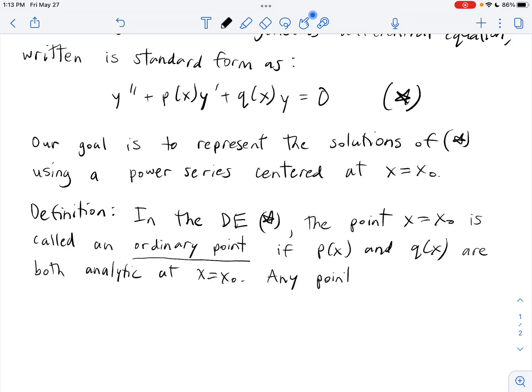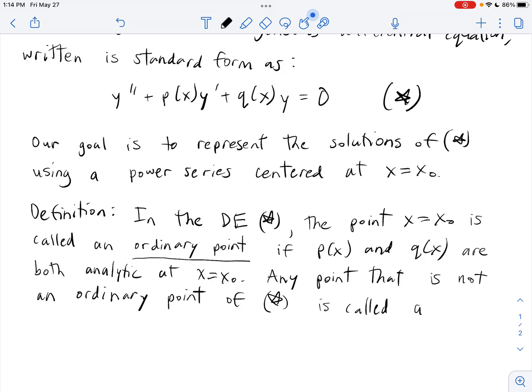Any point that is not an ordinary point of star is called a singular point of star. Okay.